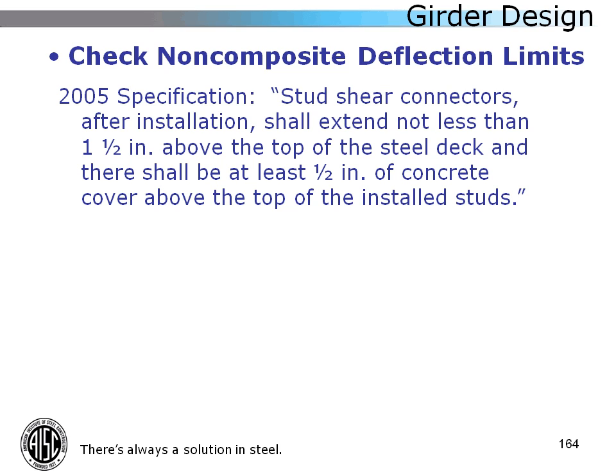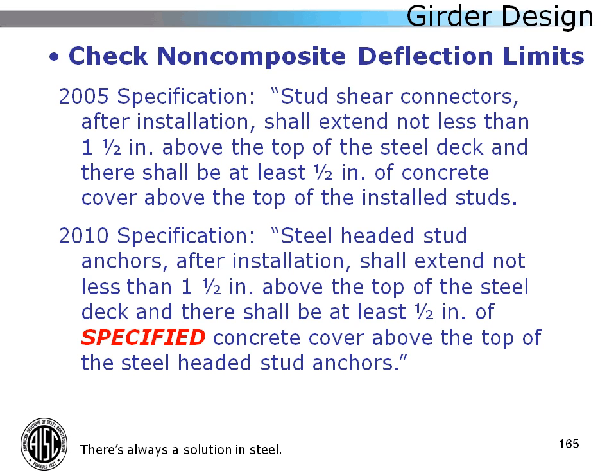A lot of engineers took this to mean that if you poured the concrete and there was only 3/8 of an inch cover over the top, that it was unacceptable and you would either have to accept it on your own or get the contractor to tear it out. That really wasn't the intent. So in 2010, it was changed to say that there shall be at least a 1/2 inch of specified concrete cover above the top of the steel-headed stud anchors. All right? So if it does come out to be 3/8 of an inch, it's okay. It's not a strength issue. You just don't want them actually sticking up through the slab. Right? You have to have some common sense with this.